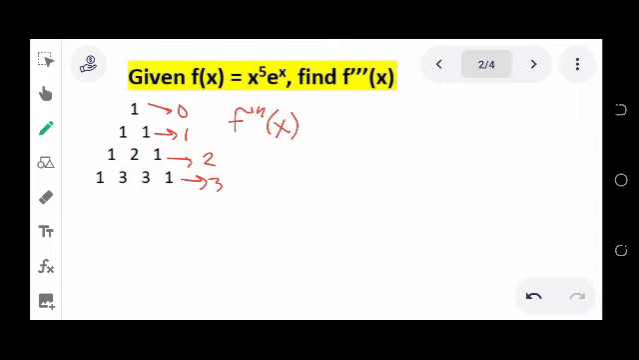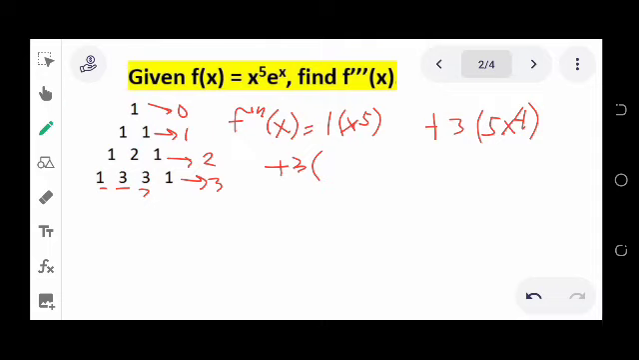So following the Pascal's triangle, we start with our answer, f triple prime of x. First coefficient is 1. Then first function, we copy that. And then next we have 3. Get the derivative of the first function, that is 5x to the fourth. Next we have 3. So plus 3.